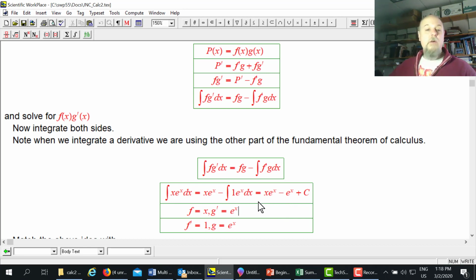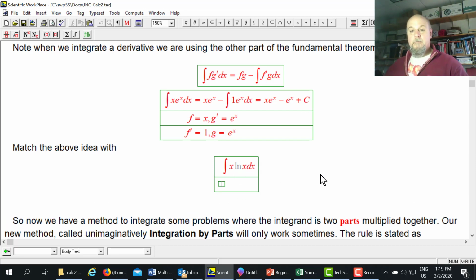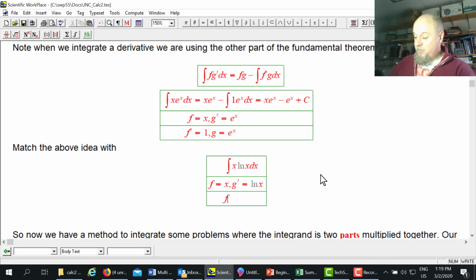Let's try this with another example. So I'm matching the idea with, let's take I've got f g prime. So I need to decide here, I'm integrating x times ln x. I need to decide which piece am I going to integrate and which piece am I going to differentiate. So I'm going to differentiate the x, and I'm going to integrate the ln x. So f prime is going to be, I'm differentiating the x with respect to x, that's just 1, and now I need to integrate ln x. I don't know how to do that.